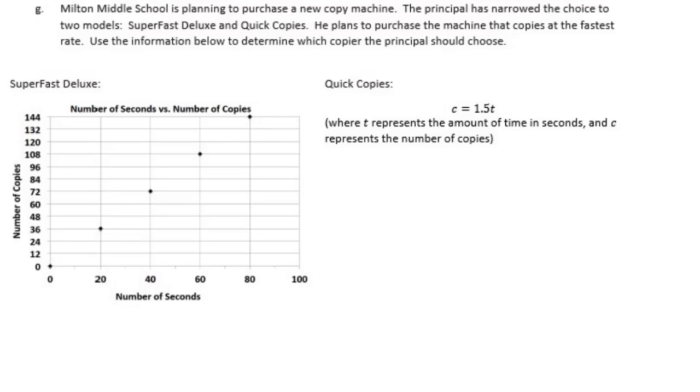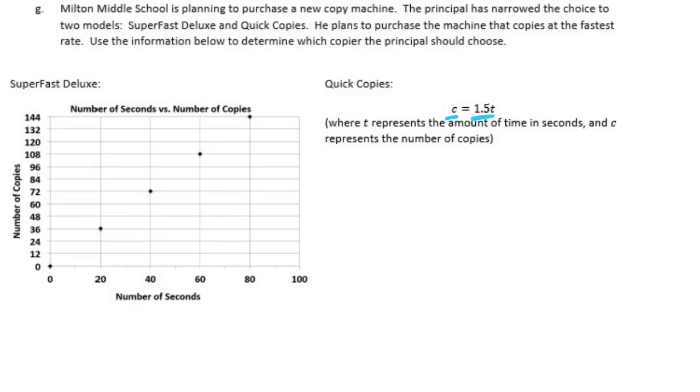So Superfast Deluxe, we can see it's a line graph. You could draw a line if you wanted to. So 0 would be 0 copies, obviously. 20 seconds would be 36 copies. 40 seconds are at 72 copies. Here, the number of copies is 1.5 times t.